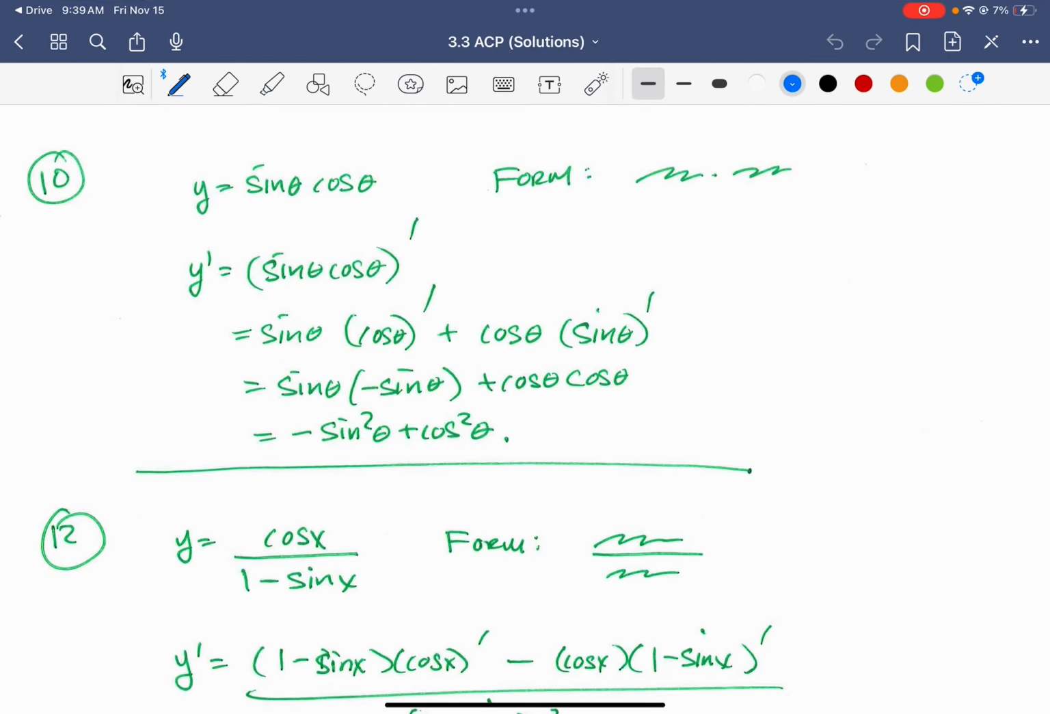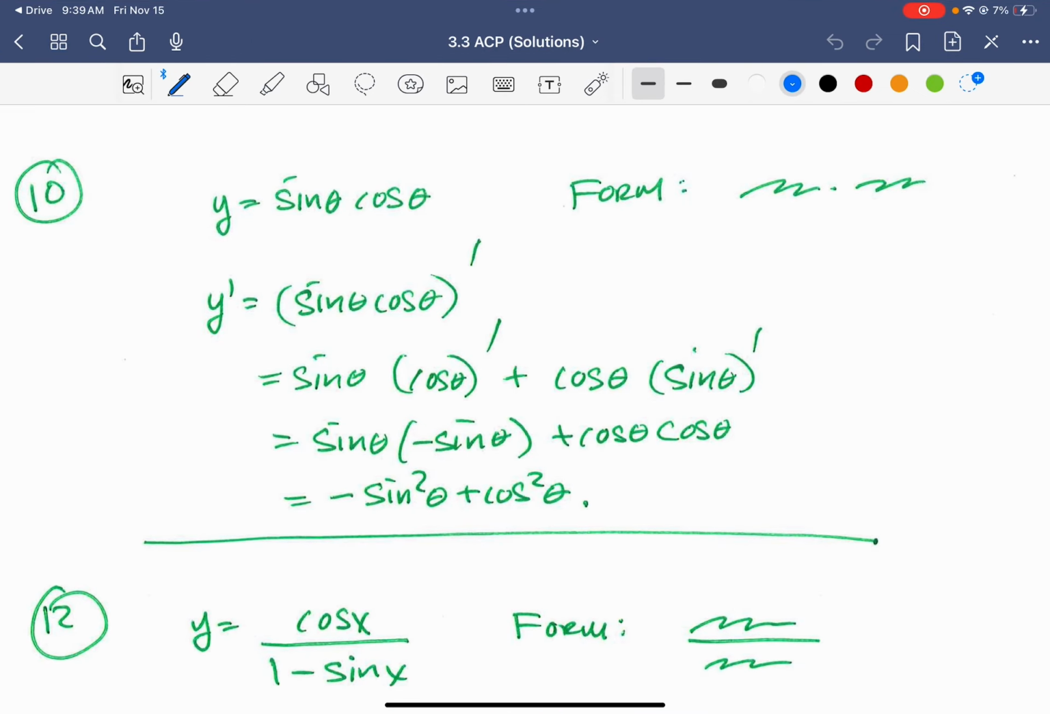Okay, so let's walk through these homework solutions. When you look at number 10, really what we're looking at is first diagnosing the form. When I see this, I see it as something times something else. So its form is going to be the product rule.